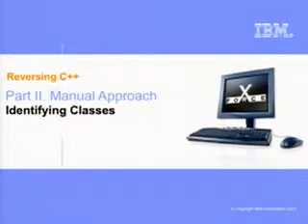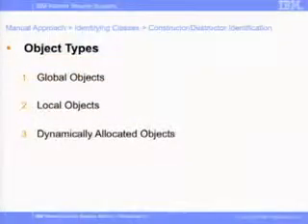But initially, we don't have to worry about that. We can correlate that later by seeing if several classes have common member functions. If they have, it is probably the same class with an overloaded constructor. So to be able to look for constructors, we have to know how objects are instantiated. There are three common types of objects in C++. One's global objects, the local objects or stack objects, and dynamically allocated objects.